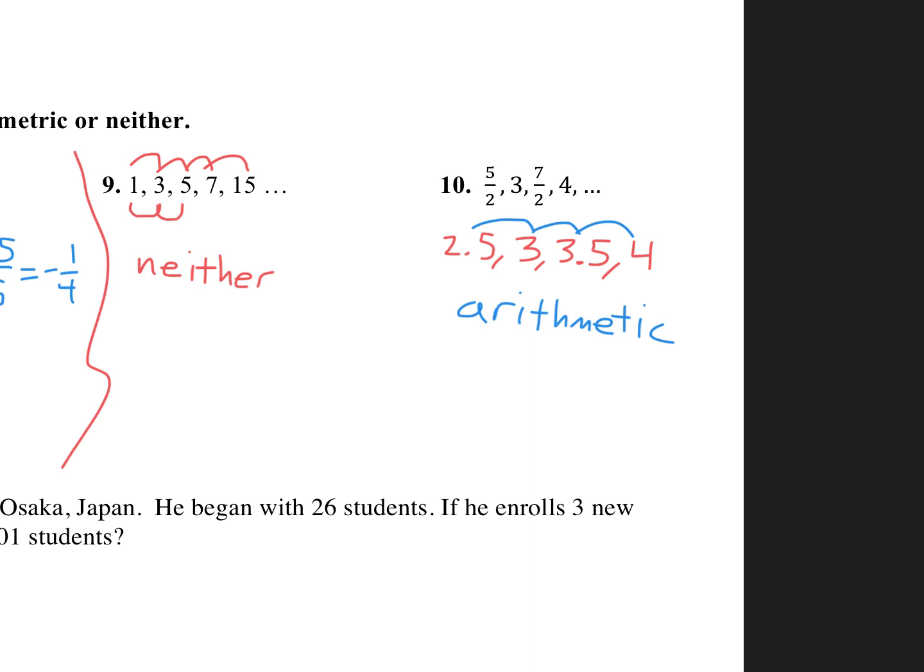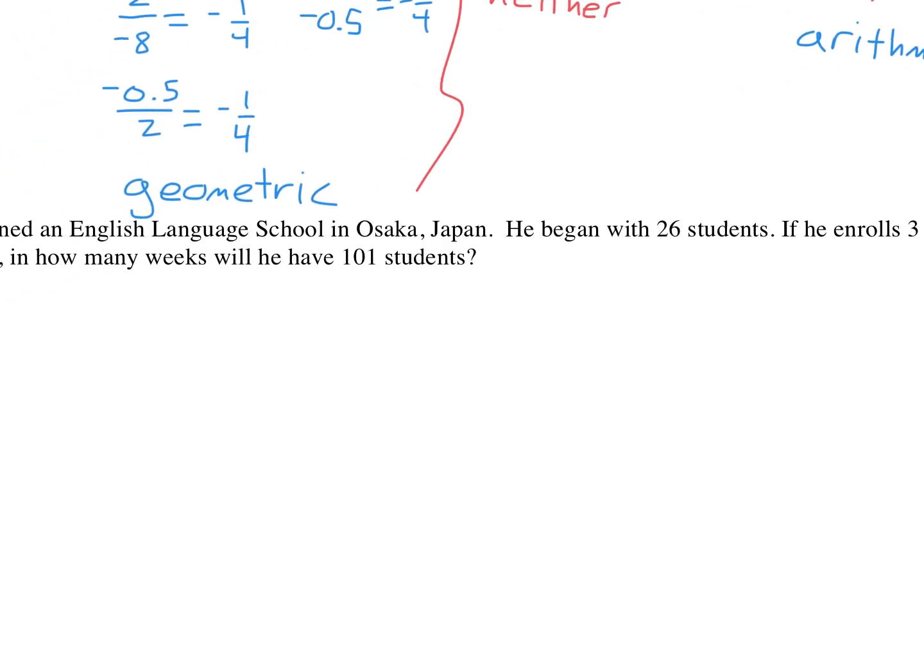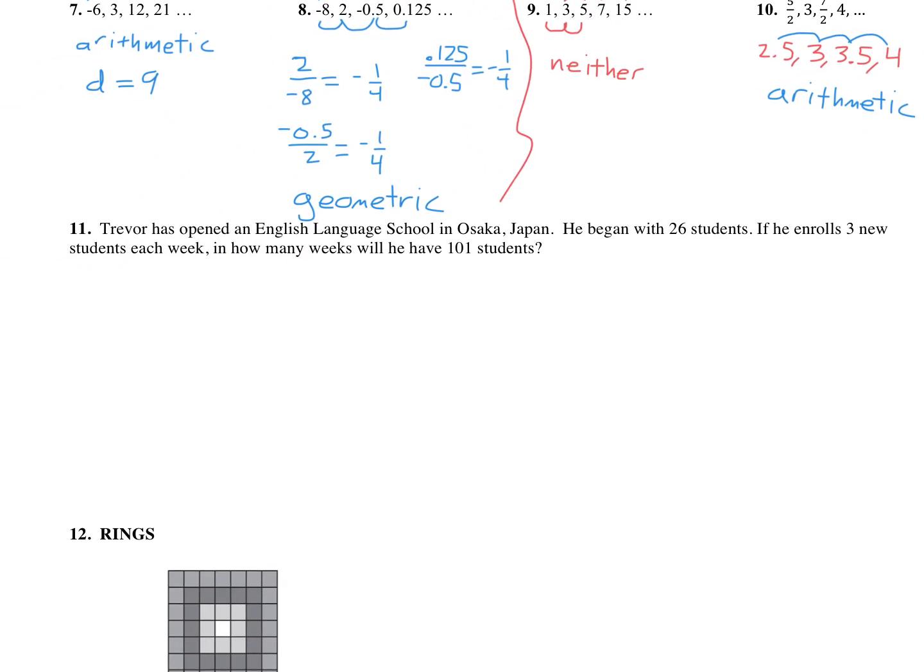All right, for number 11, we have a school. They started with 26 students. They enrolled 3 students each week. So that sounds like adding. We want to know when they will have 101 students. All right, so it sounds like they're adding 3 students each week, which means it's an arithmetic sequence. We saw when we were graphing earlier that an arithmetic sequence looks linear. It follows a linear trend.